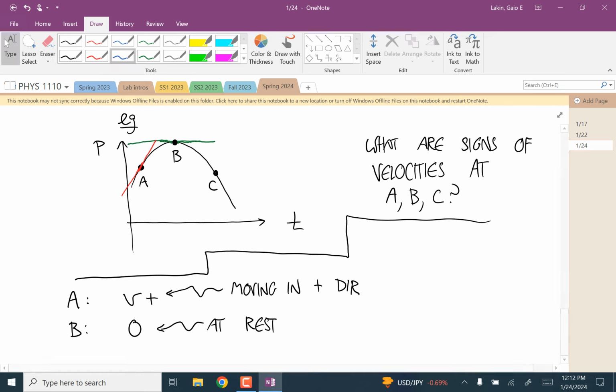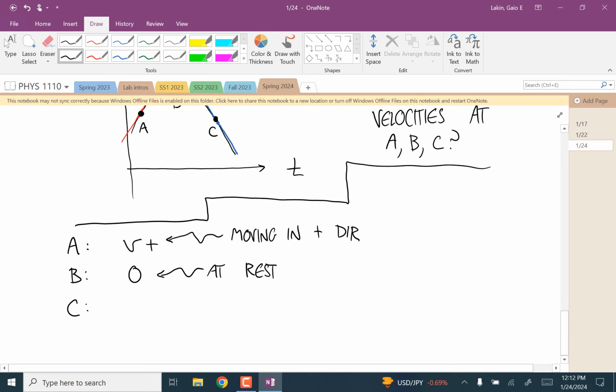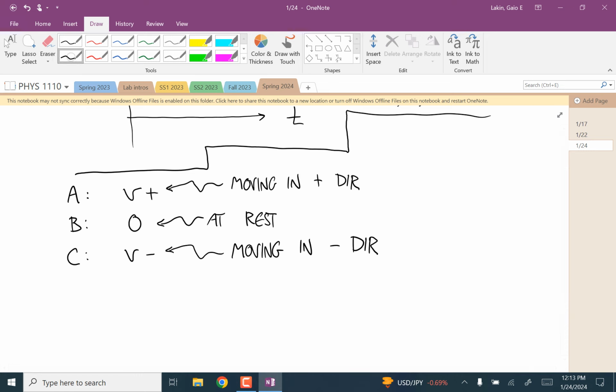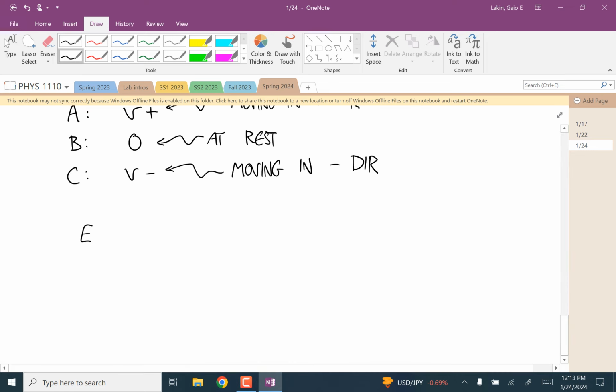And now C, draw the two nearby points on the graph, draw the line through the 2 points. And what's the sign of the slope at C? Negative. Yep. So that means this is moving in the negative direction. Okay, let me do another example.